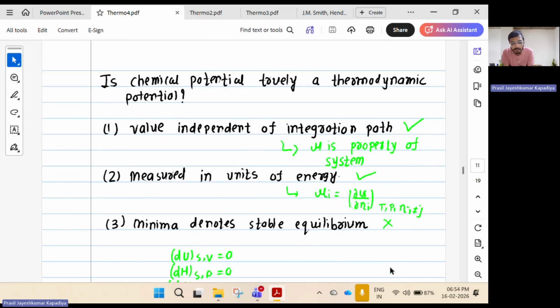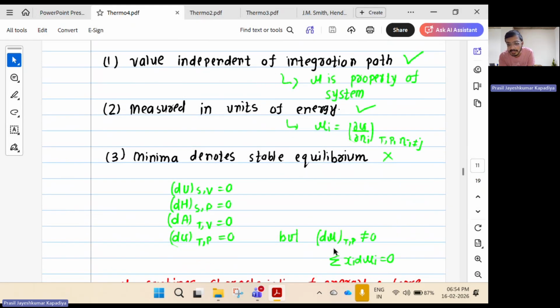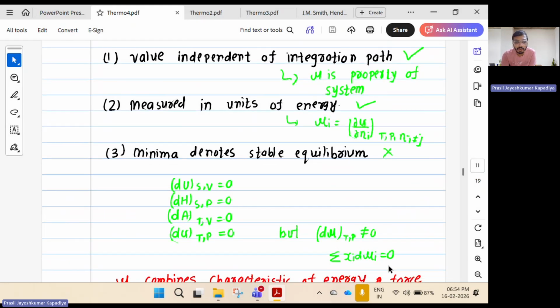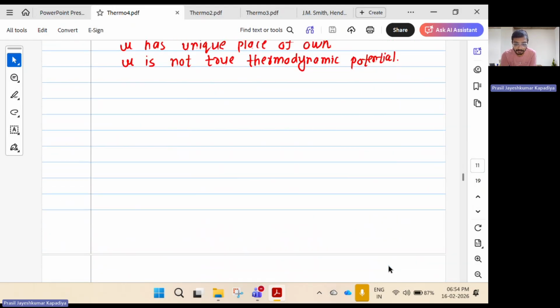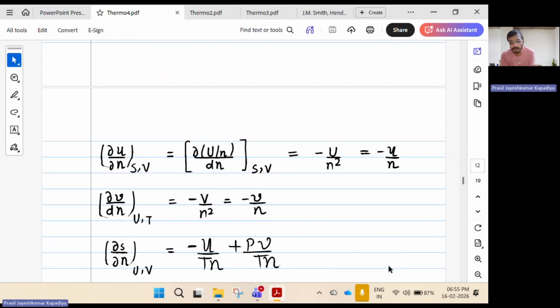Now the third criterion is that the minimum denotes the stable equilibrium. That is not true, because we don't have the condition that d mu at T, P is equal to 0. But we have that x_i d mu_i should be equal to 0. So what is mu? Mu is a combined characteristic of energy and force, so it has a unique place of its own. Mu is not really a true thermodynamic potential, but we call it a chemical potential, which is driving any chemical process that is happening. This is what we learned.